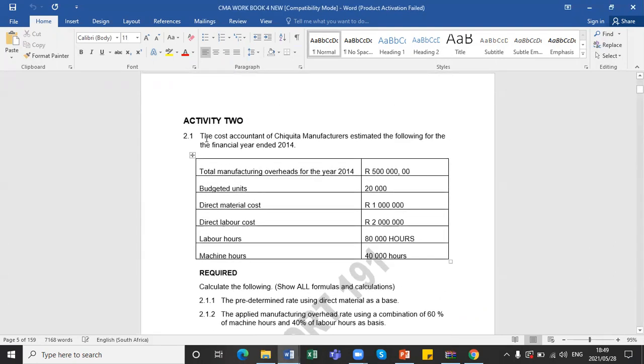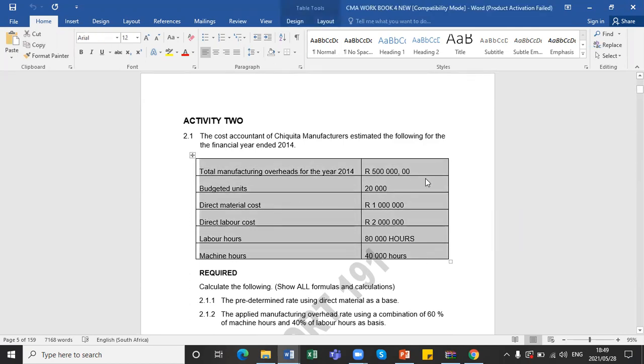Now, in this activity, they say the cost accountant of Chiquita Manufacturers estimated the following for the financial year. And all this information is budgeted information. The budgeted MOH was 500,000. The budgeted units was 20,000. The budgeted material cost was a million rand for 20,000 units. The budgeted labor cost was 2 million rand for 20,000 units. And the budgeted labor hours was 80,000 for 20,000 units. And the budgeted machine hours was 40,000.